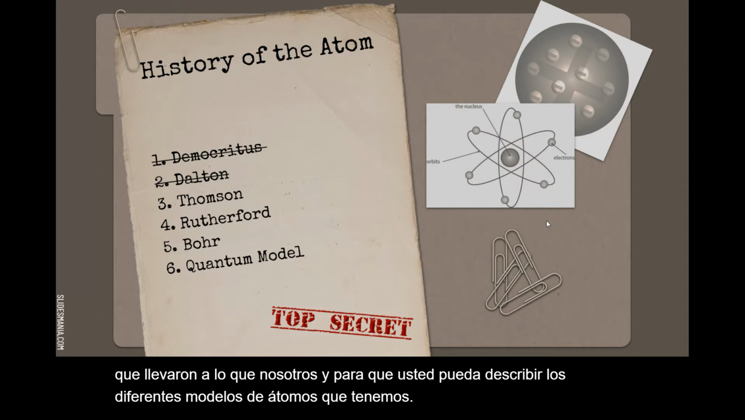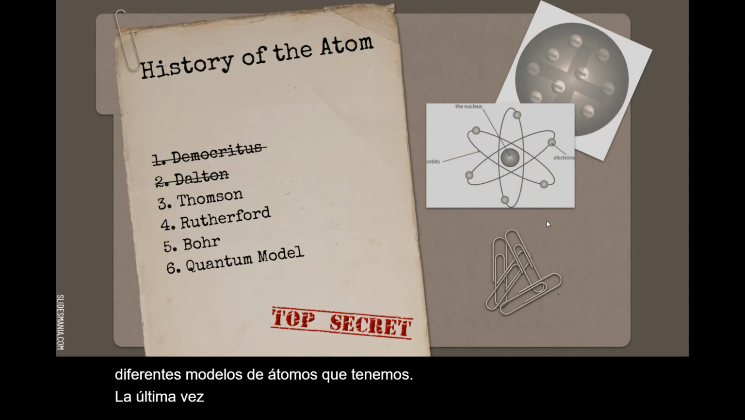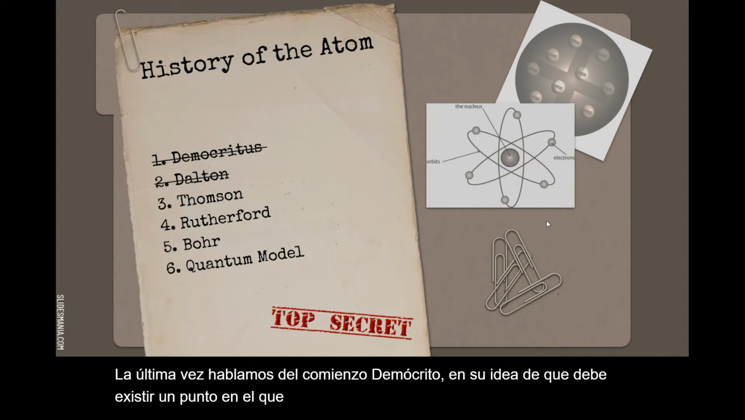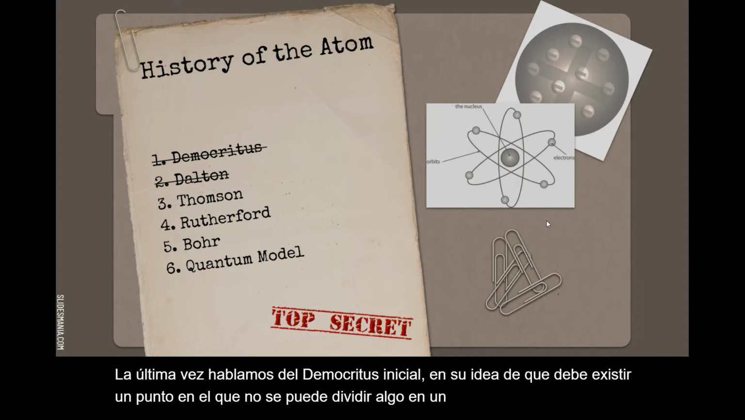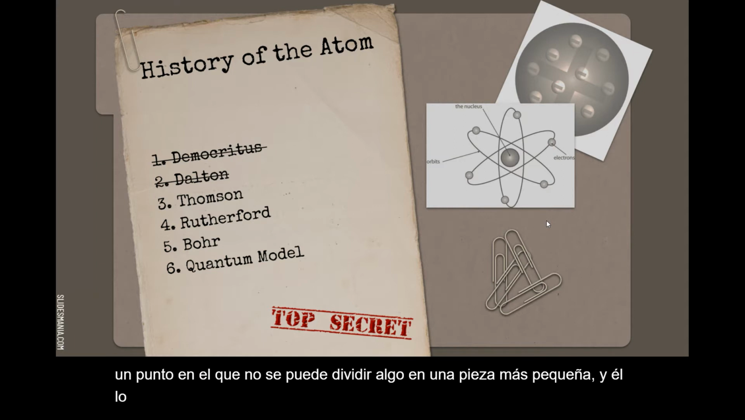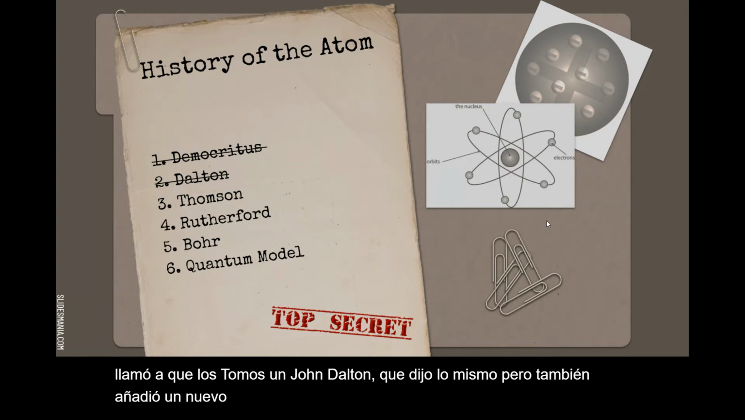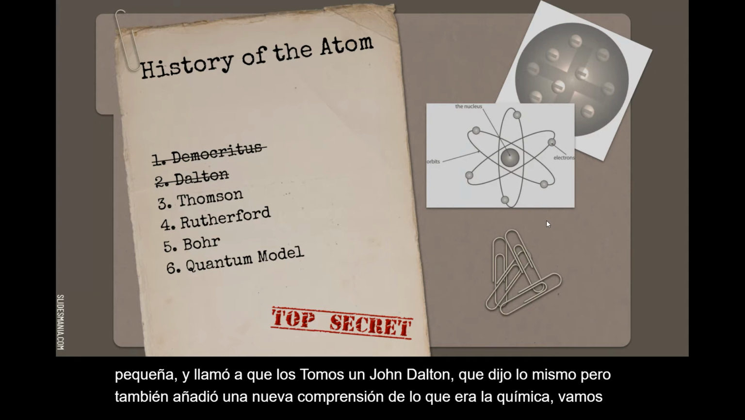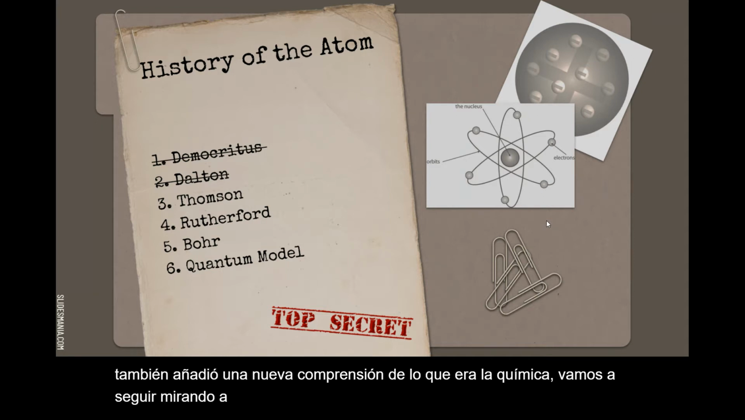Last time we talked about the beginning, Democritus and his idea that there must exist a point where you can't break something into a smaller piece, and he called that the atomos. And John Dalton, who said the same thing but also added some new understanding of what chemistry was. We're going to continue looking at the scientists that led to new discoveries.